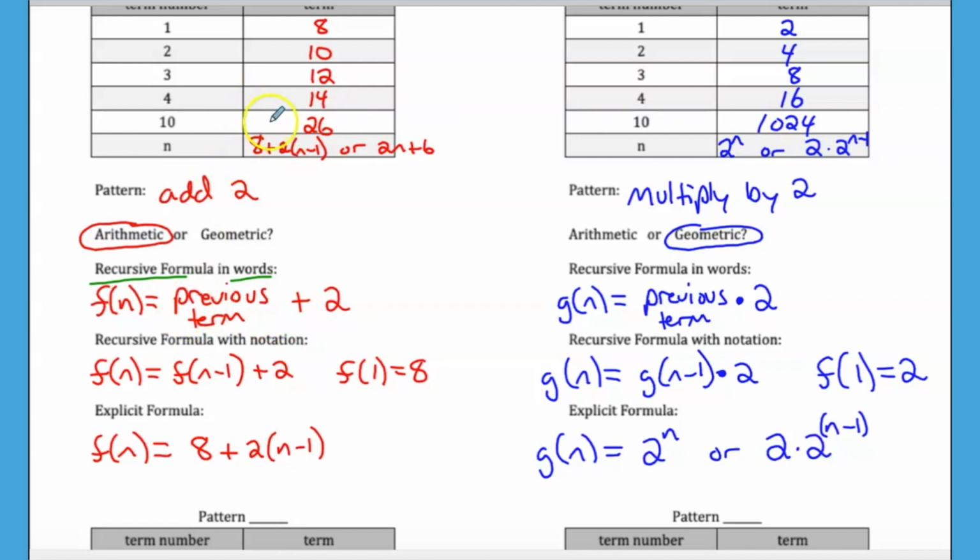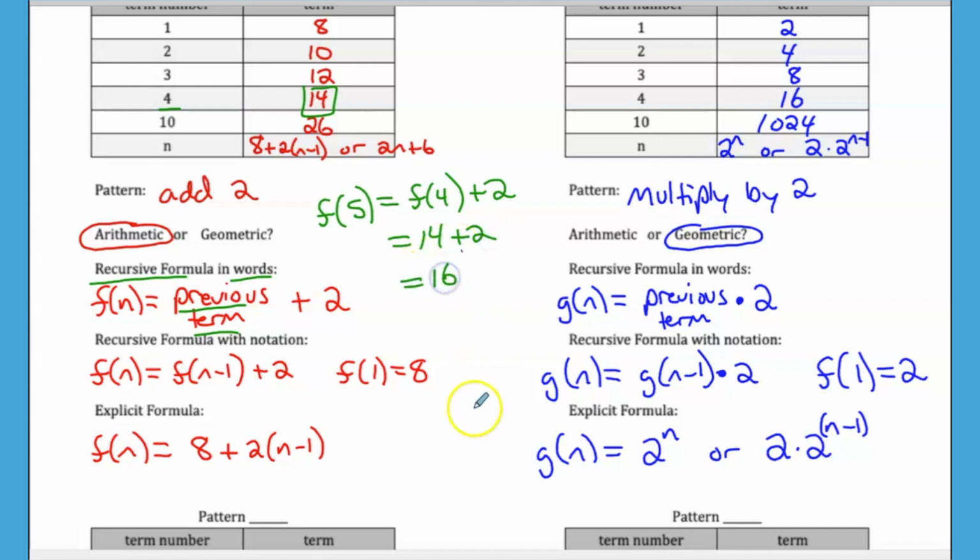So on this one, the pattern was just to add 2. So what we're doing is we're finding the previous term plus 2. Let's say we want to find the 5th term. Well, one way to find the 5th term would just be to look at the 4th term and add 2. There's my 4th term right there, which is 14. So the 5th term, I just add 2 to that, so that must mean the 5th term is 16. Doing it like that and explaining that recursive formula in words will help students understand how to write that.